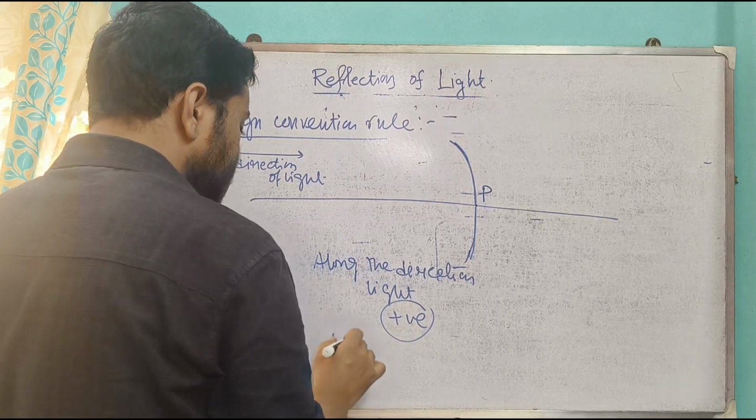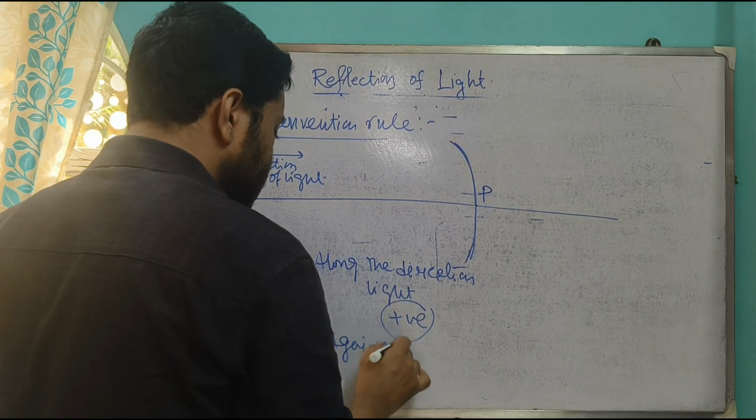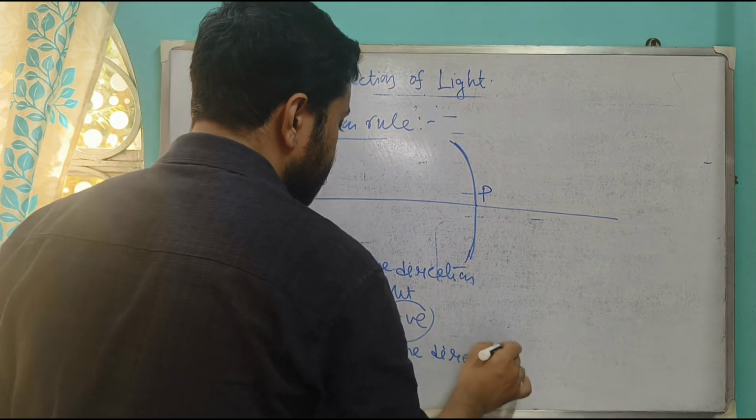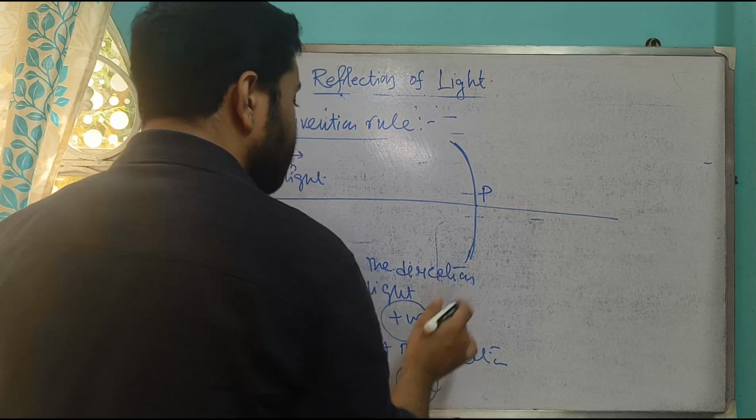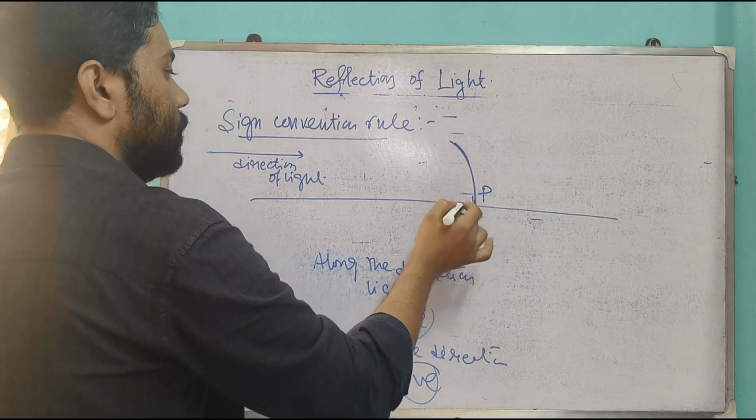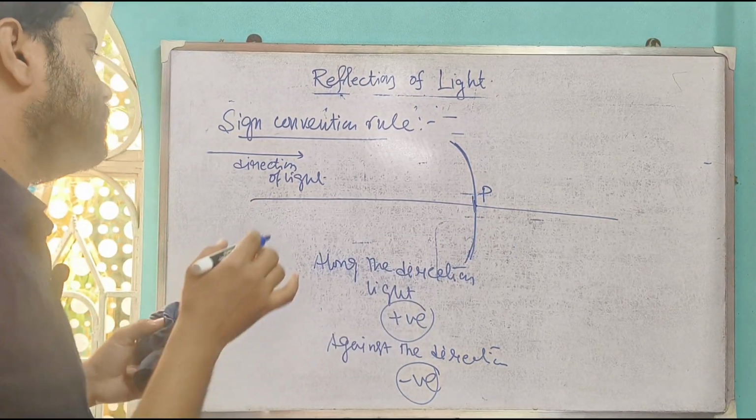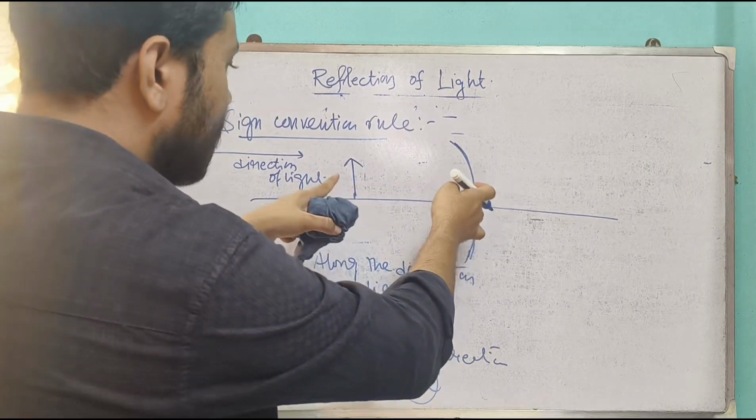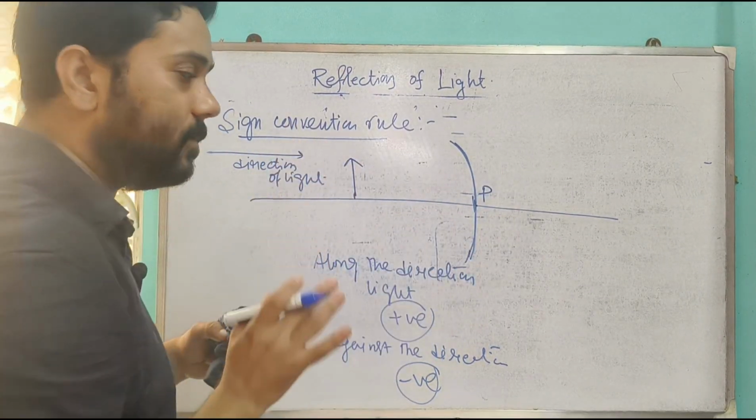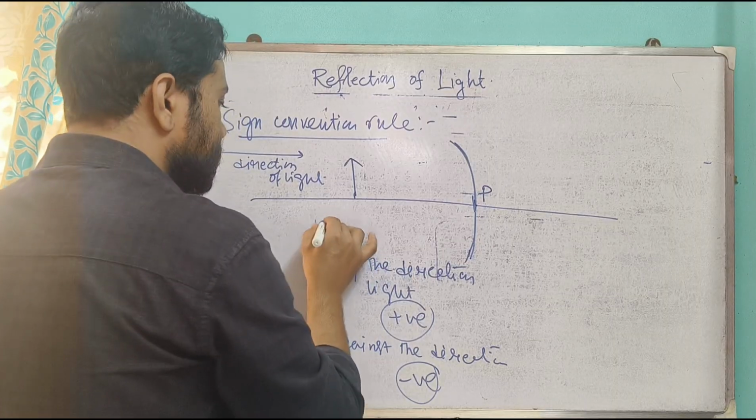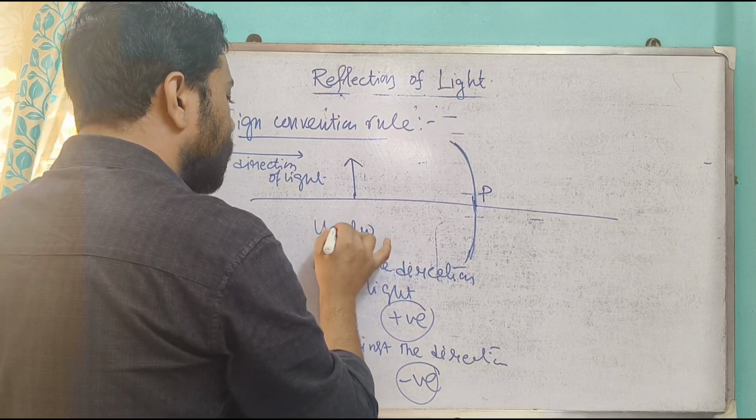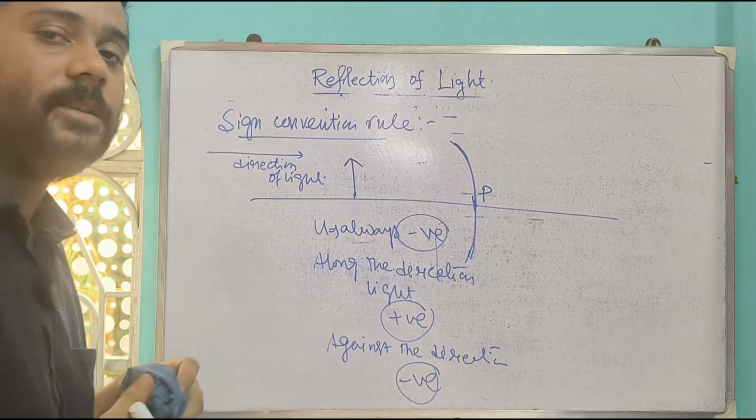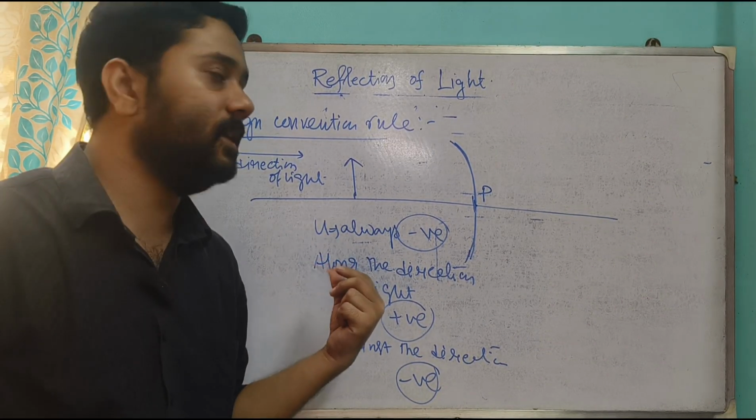If it is against the direction of light, or opposite the direction of light, we will take it as negative. It means the left side of the mirror, the left side of the pole, is negative. So suppose this is the object. The object distance we measure from the pole, and it is opposite the direction of light. So the object distance is always negative. Remember it, always negative, as it is opposite the direction of light.